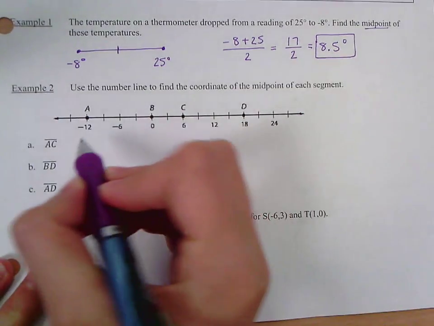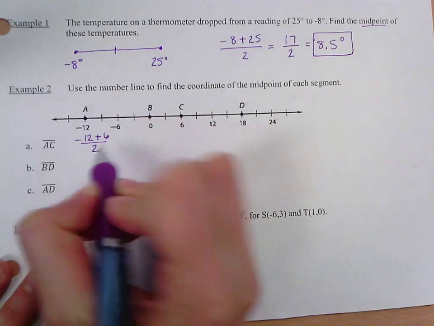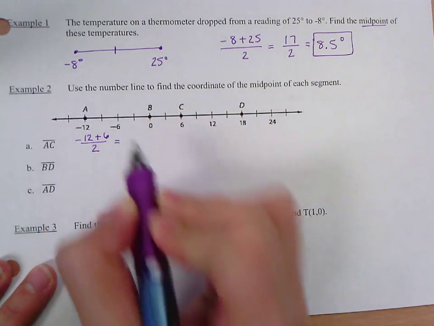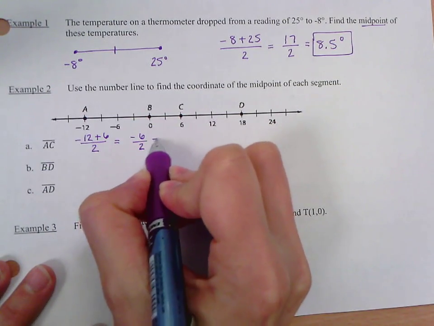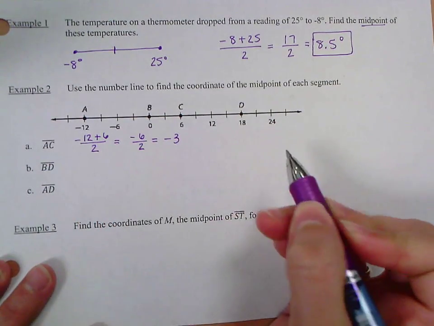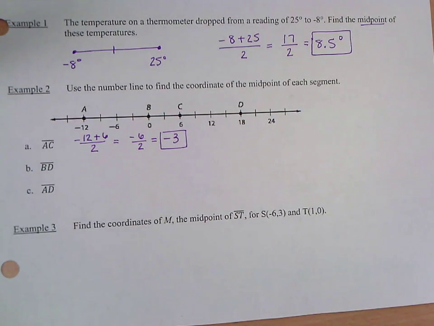So I would add the two numbers together, negative 12 plus 6, and then divide it by 2. So negative 12 plus 6 is negative 6, and negative 6 divided by 2 is negative 3. So the midpoint for segment AC, or the number that's exactly in the middle of those two numbers, is negative 3. Okay, so go ahead and calculate the midpoint for the other two, for segment BD and segment AD, and we'll just double check that we are getting the right midpoints.